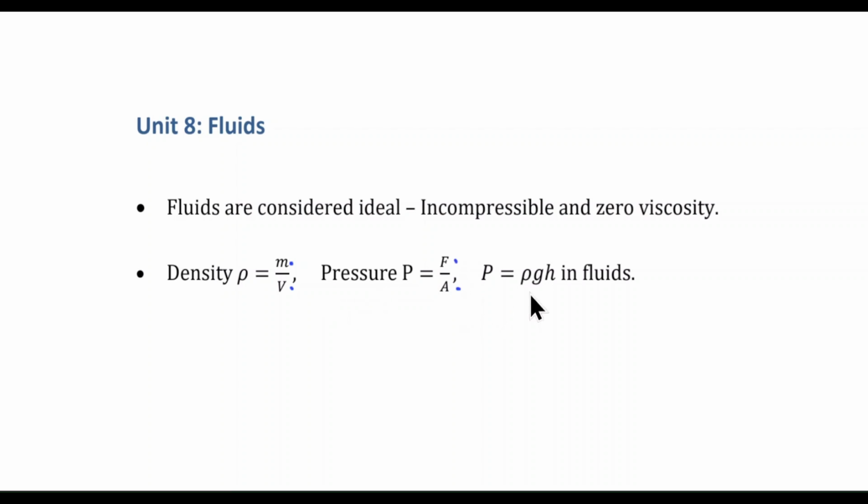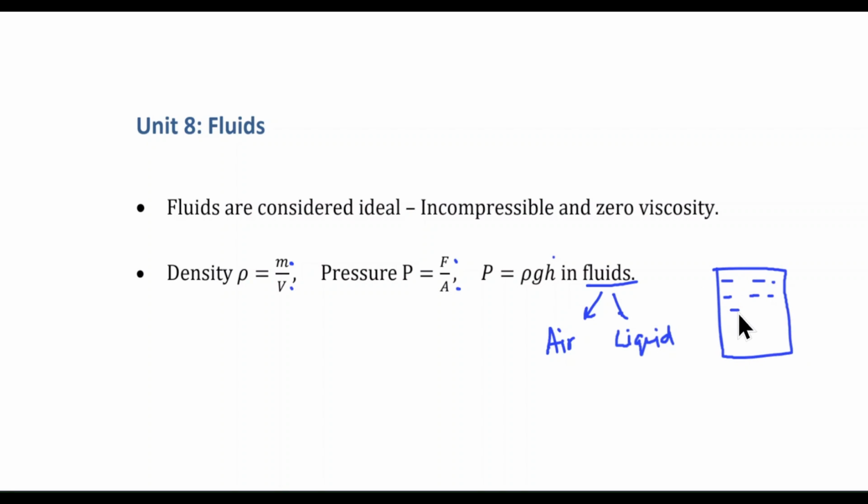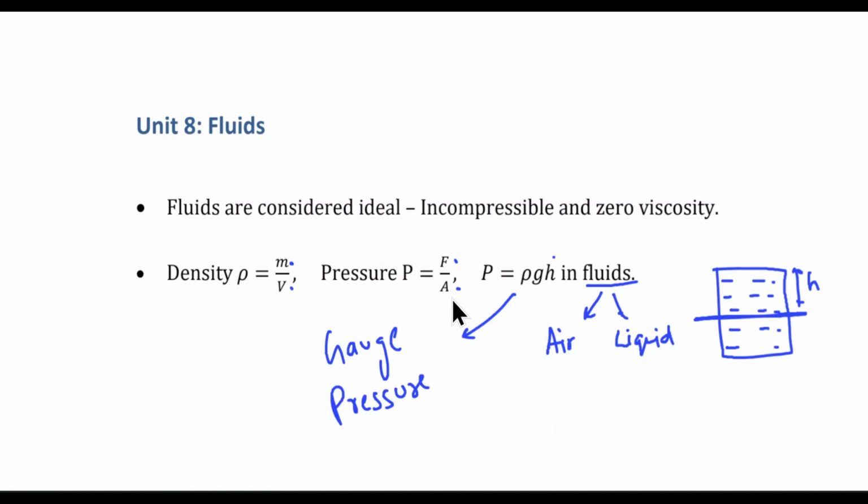Pressure is force per unit area. And for the pressure exerted by a fluid, by the way, fluid means air and liquid both, not just liquid, the pressure due to a fluid is given by rho gh, where h is the height at which we are trying to find the pressure. Let's say this is a beaker having a liquid, and if we are trying to find the pressure at this point, then this is the height that we consider. Remember, this is sometimes also called gauge pressure.